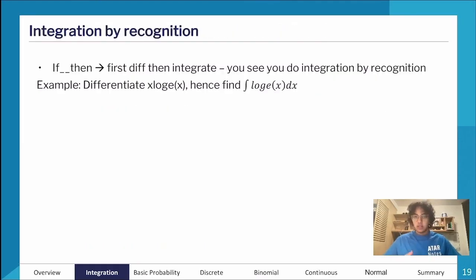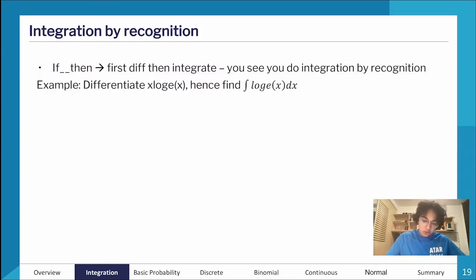Okay, integration by recognition. Integration by recognition is a really common question type. It's not a particular topic per se, but it's a really common question type. I've definitely seen it in a bunch of Exam 1s in particular.